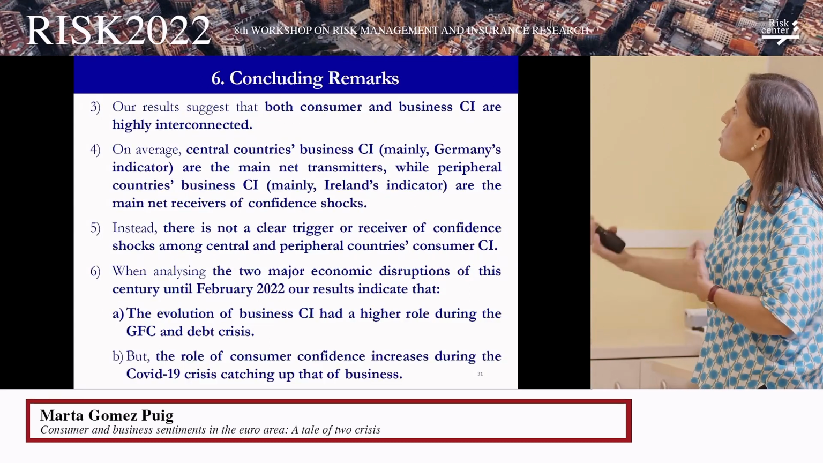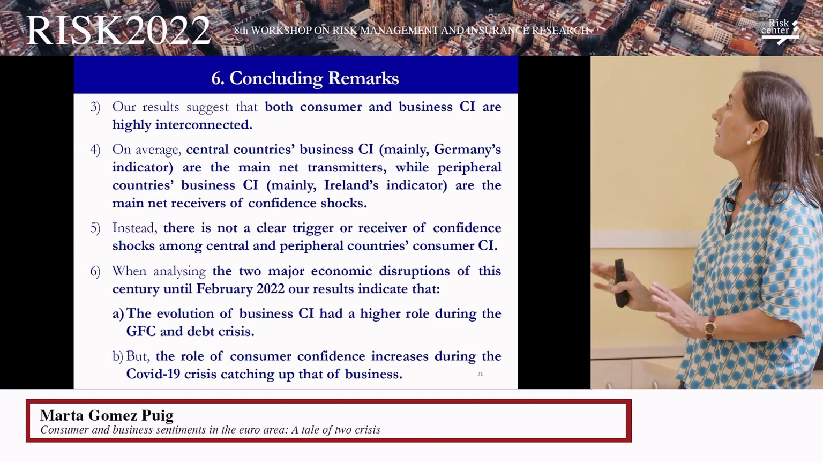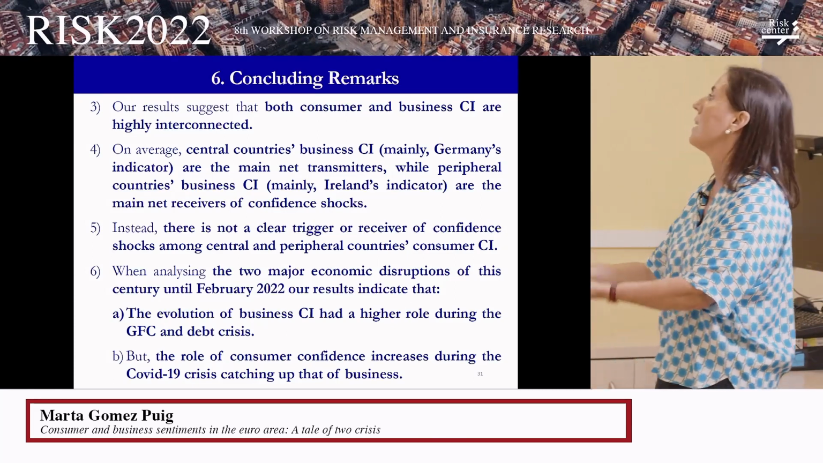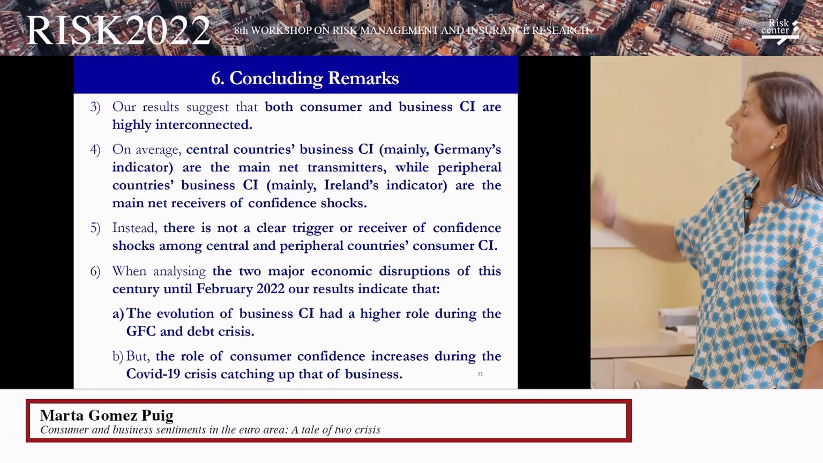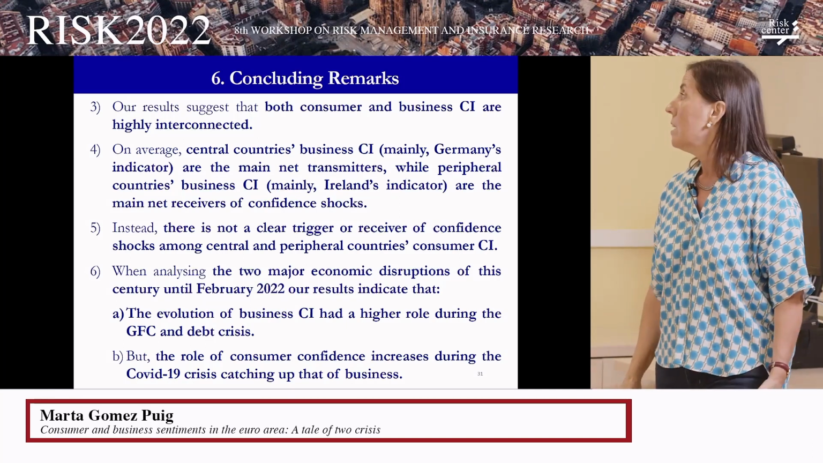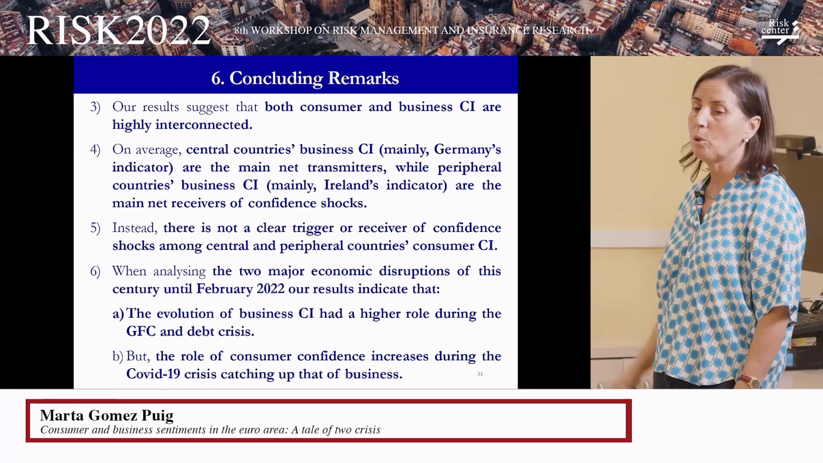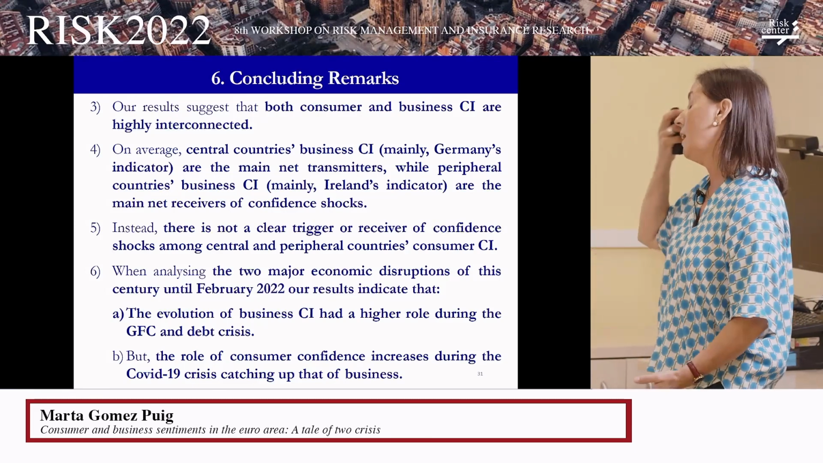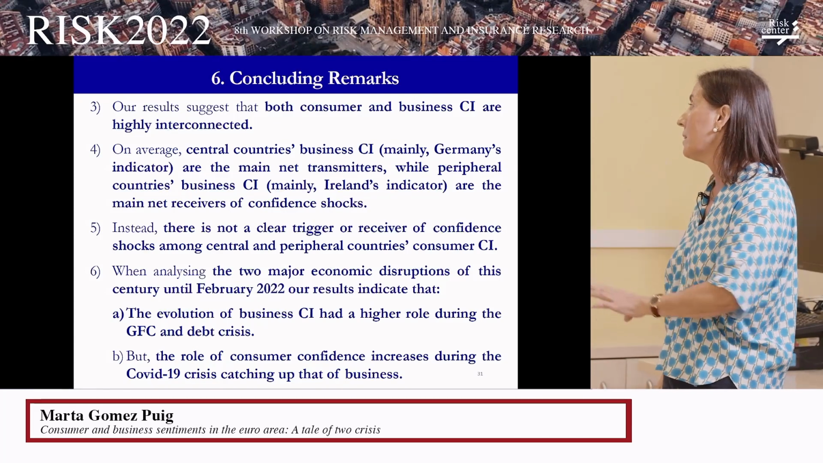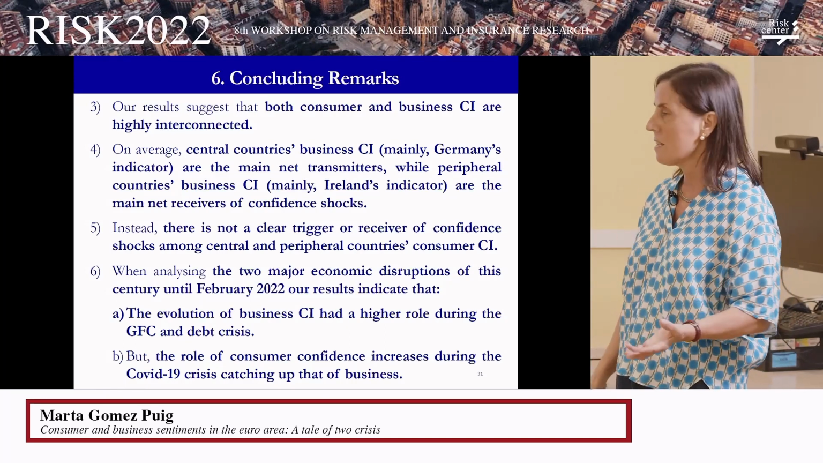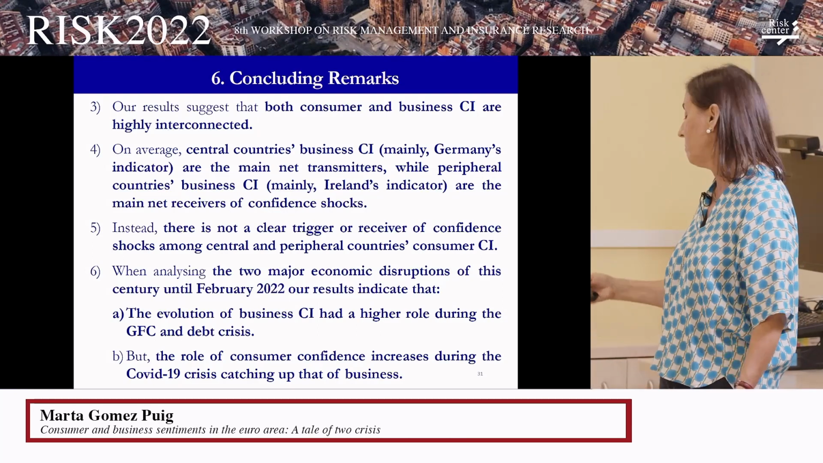Our results suggest that both consumer and business confidence indicators are highly interconnected. On average, central countries' business confidence indicators are the main net transmitters, while peripheral countries' business confidence indicators are the main net receivers of confidence shocks. Instead, there is not a clear trigger or receiver of confidence shocks among central and peripheral countries' consumer confidence indicators. When analyzing the two major economic crises of this century, up to February 2022, our results indicate that the evolution of the business confidence indicator had a higher role during the global financial crisis and debt crisis, but the role of consumer confidence increases during the COVID-19 crisis, catching up with that of business.